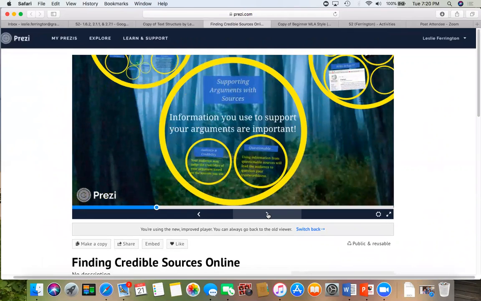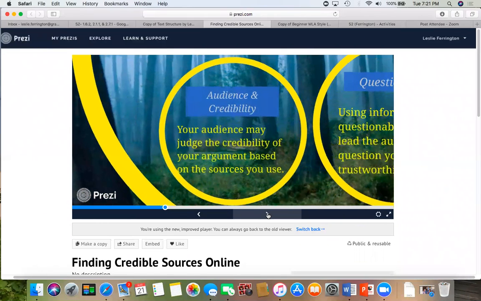So supporting arguments with sources, you want to make sure that the information you're using for your sources are solid, that you're using good things when you're looking at websites. So audience and credibility. If your audience is looking at your argument and the sources that you're using are not credible, they might not think that your argument itself is credible. Even if your argument is locked down and it's awesome and normally nobody would argue with it, if I'm reading an article or a paper written by you and I see that your sources are really not credible, then I might assume that your argument is also not credible, even though it might be.